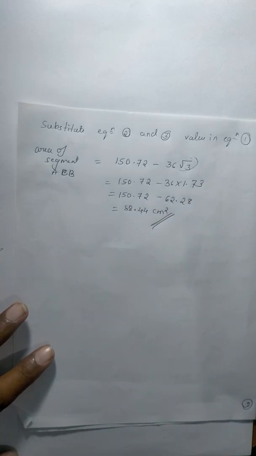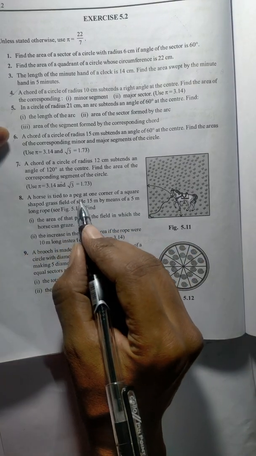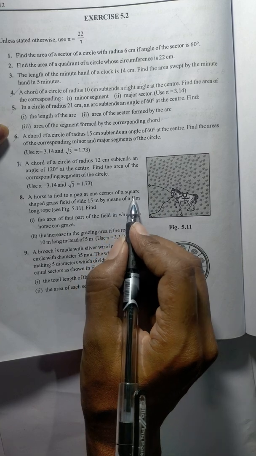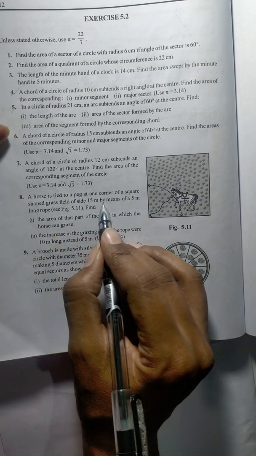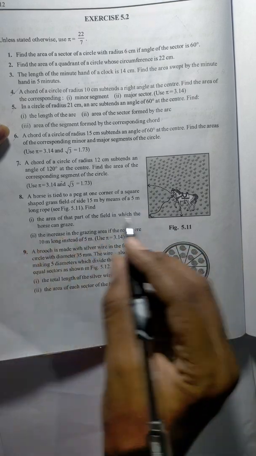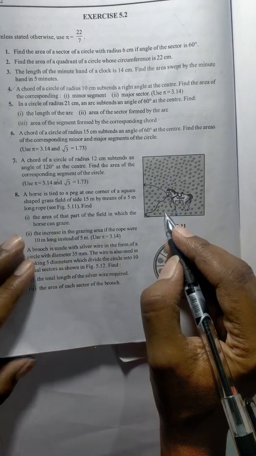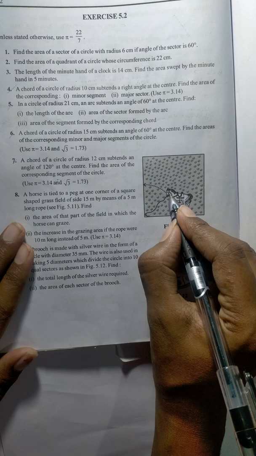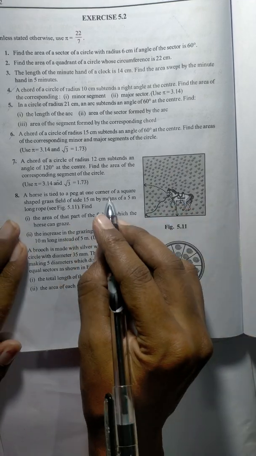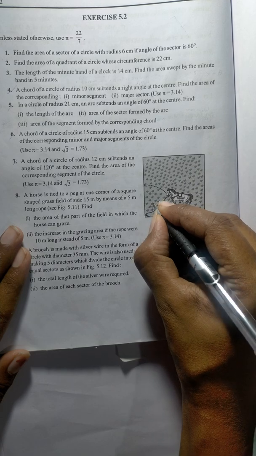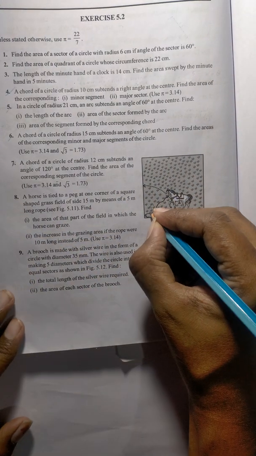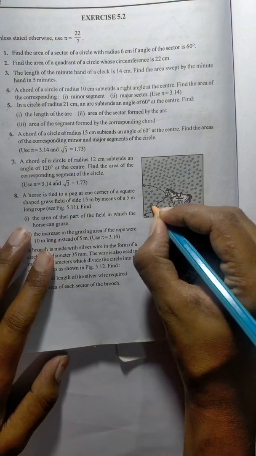So the next question. A horse is tied to a peg at one corner of a square-shaped grass field of side 15 meters by means of a 5 meter long rope. What they have given is that a horse is tied with a rope of 5 meter length. So that means this is given as 5 meters, the length of the rope.